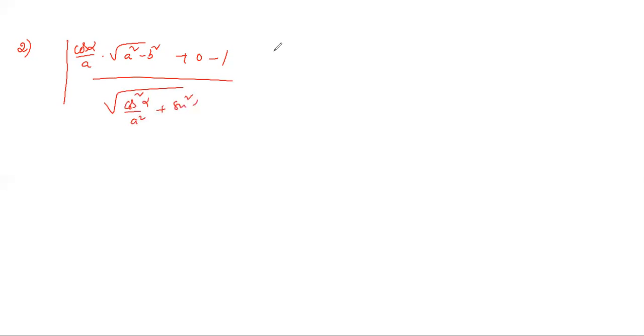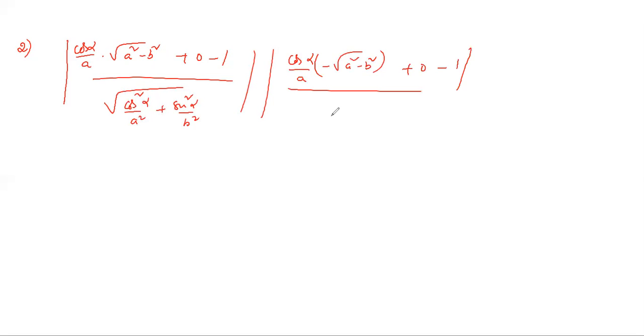Plus or minus root of a square minus b square, 0. Product of the perpendicular distance. x by a cos alpha. So cos alpha by a, the x value root a square minus b square, y value 0, minus 1, by root of (cos square alpha by a square plus sin square alpha by b square). Perpendicular distance formula. Next, from the second point, minus root a square minus b square, cos alpha by a into minus root a square minus b square, y is 0, minus 1, by root of (cos square alpha by a square plus sin square alpha by b square). Understand this one? From the points plus and minus, you have to take the product.